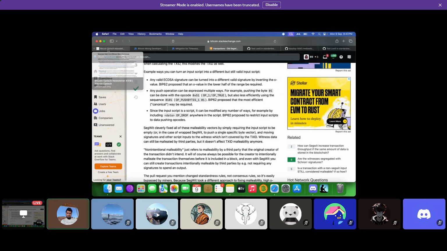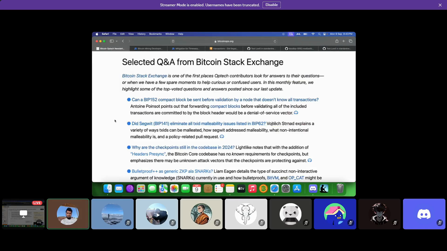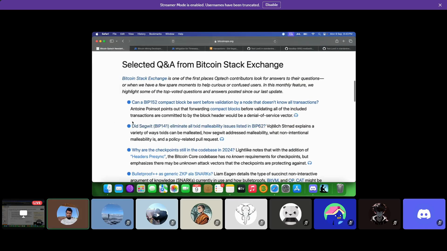Whoever wants to. Okay, so we covered the second question first. Now we go to the first question. Can a BIP 152 compact block be sent before validation by a node that doesn't know all transactions? We've talked about compact blocks in detail in the preceding sessions. Okay, not recently, but some time ago.